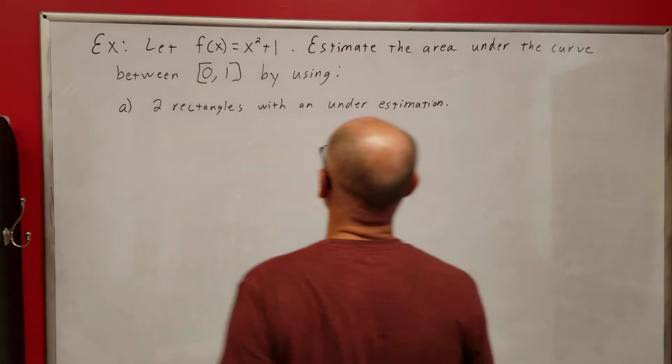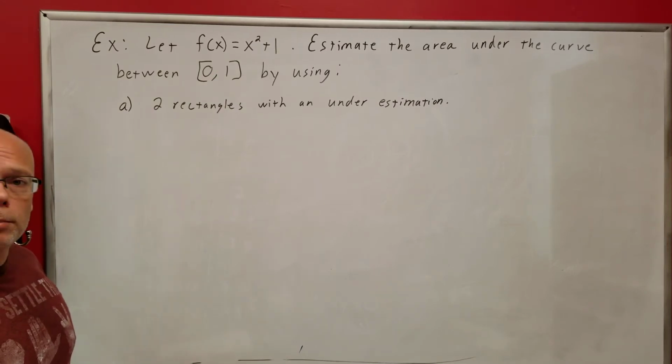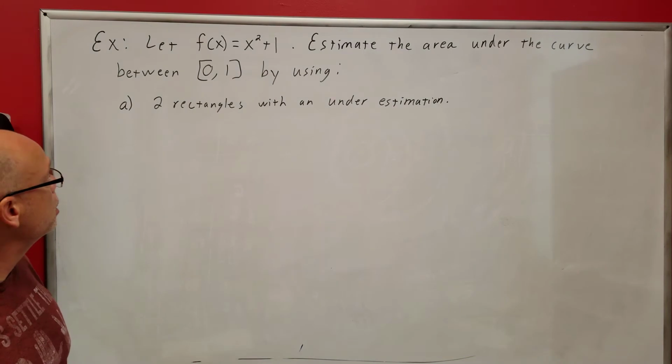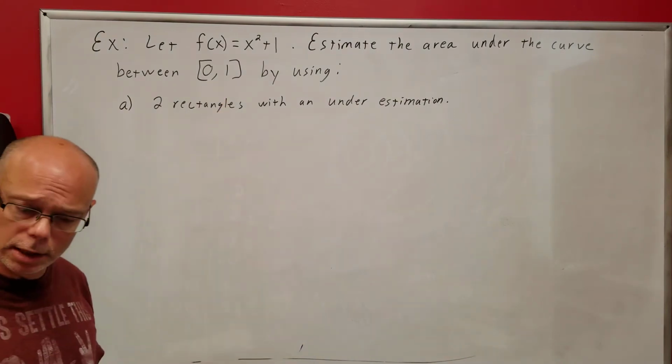Continuing with section 5.1. Let f of x be x squared plus 1, so a parabola shifted up 1 unit. Estimate the area under the curve between 0 and 1 by using two rectangles with an underestimation.